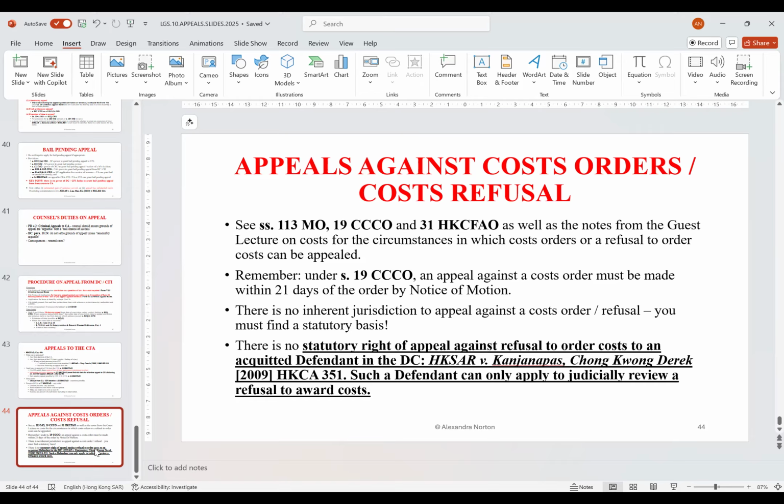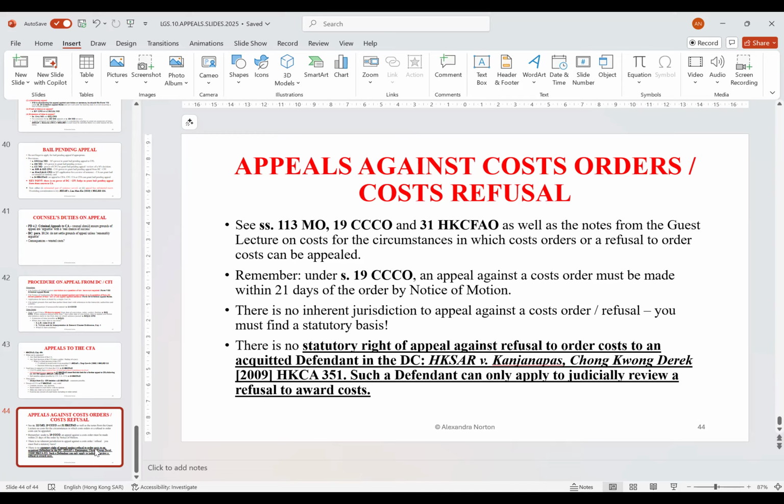And there is no statutory right of appeal against a refusal to order costs to an acquitted defendant in the district court, right? David told you that the general principle is that an acquitted defendant gets his costs, right? Unless he did something to bring suspicion upon himself. But if he's acquitted in the district court and he applies for his costs and the district court judge refuses those costs, you cannot appeal that cost refusal. You can only appeal a costs order in the district court, right?